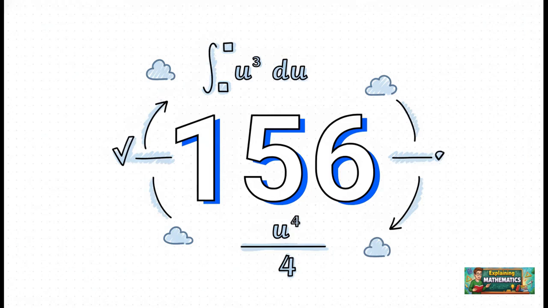And this right here shows why changing the limits is so great. Our integral becomes a simple integral of u cubed du, and we evaluate it from our new limits of 1 to 5. We integrate, plug in the numbers, and we get our final clean answer, 156. And the best part? We never had to substitute x back in. Once we're in the world of u, we stay there.